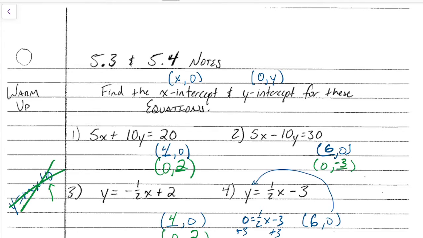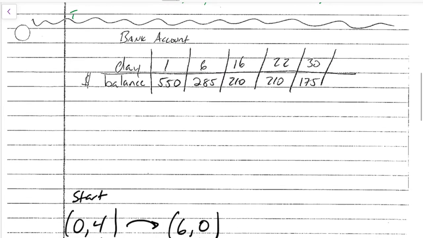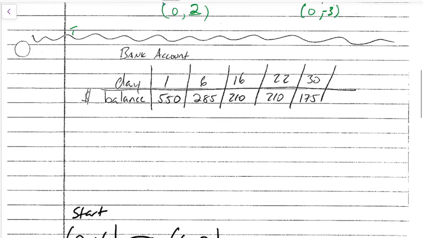All right, so that's the x-intercept. We plug in 0 for y. Well, then we come in and plug 0 for x. Again, this should be easy because the only thing left is negative 3. Okay, so just some intercept warm-up for you. All right, moving on. This should look familiar.